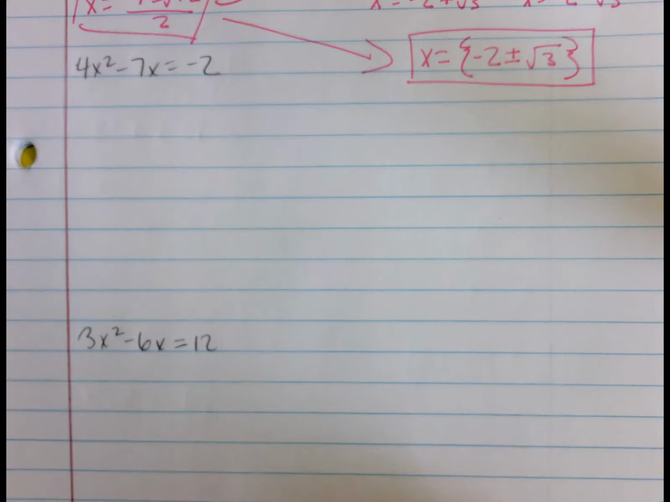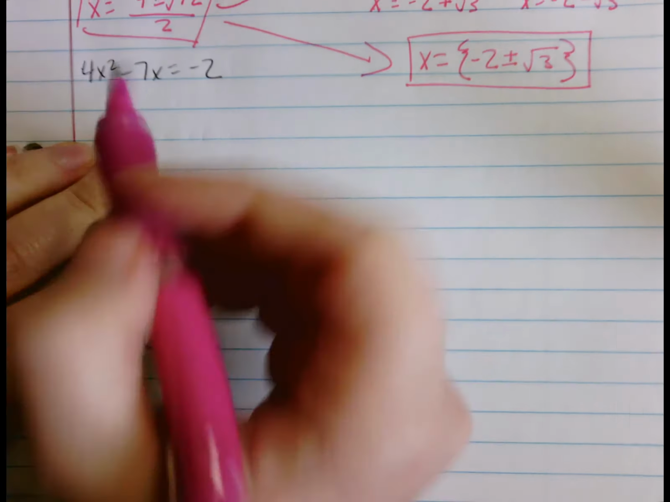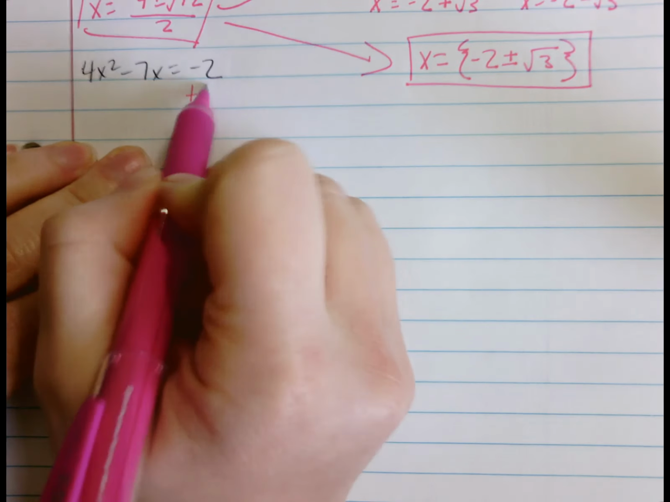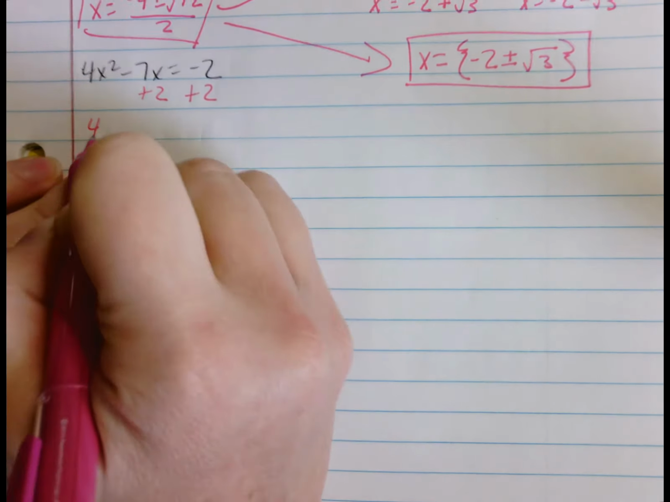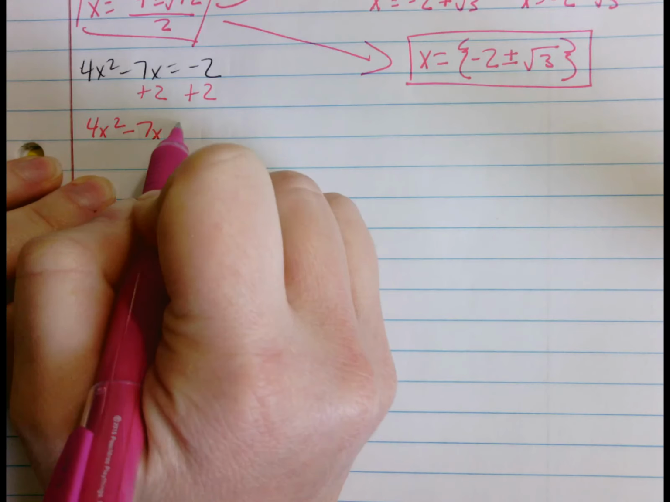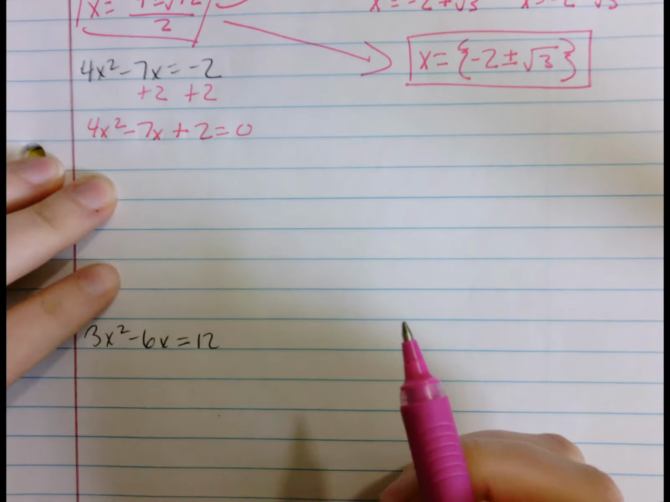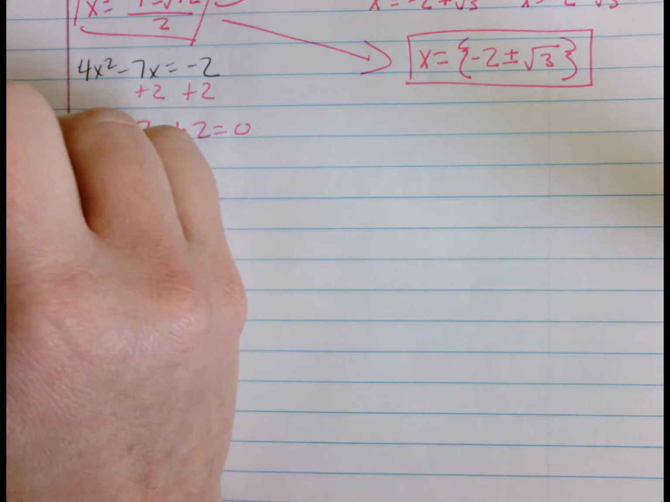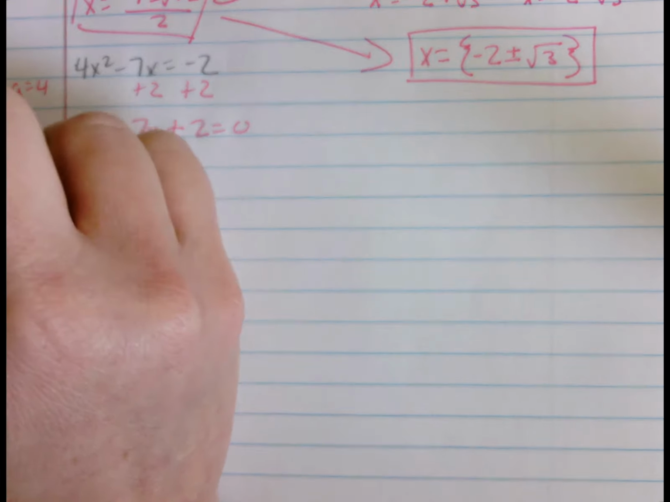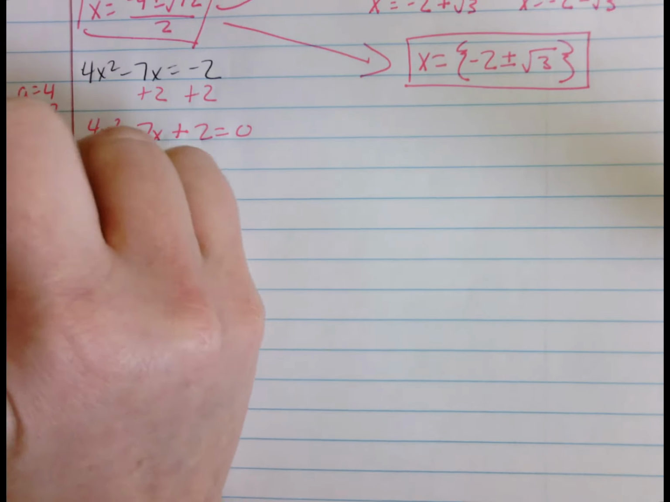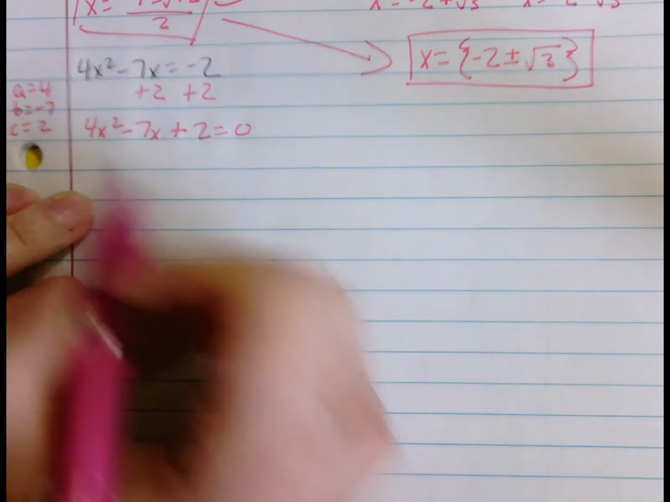Alright, so just a couple more examples. We're going to set everything equal to 0, so I've got to move this over here. So I end up with 4x squared minus 7x plus 2, which is equal to 0. And then I'm going to use that quadratic formula. So a is equal to 4, b is equal to negative 7, and c is equal to 2. And we're going to plug those in.